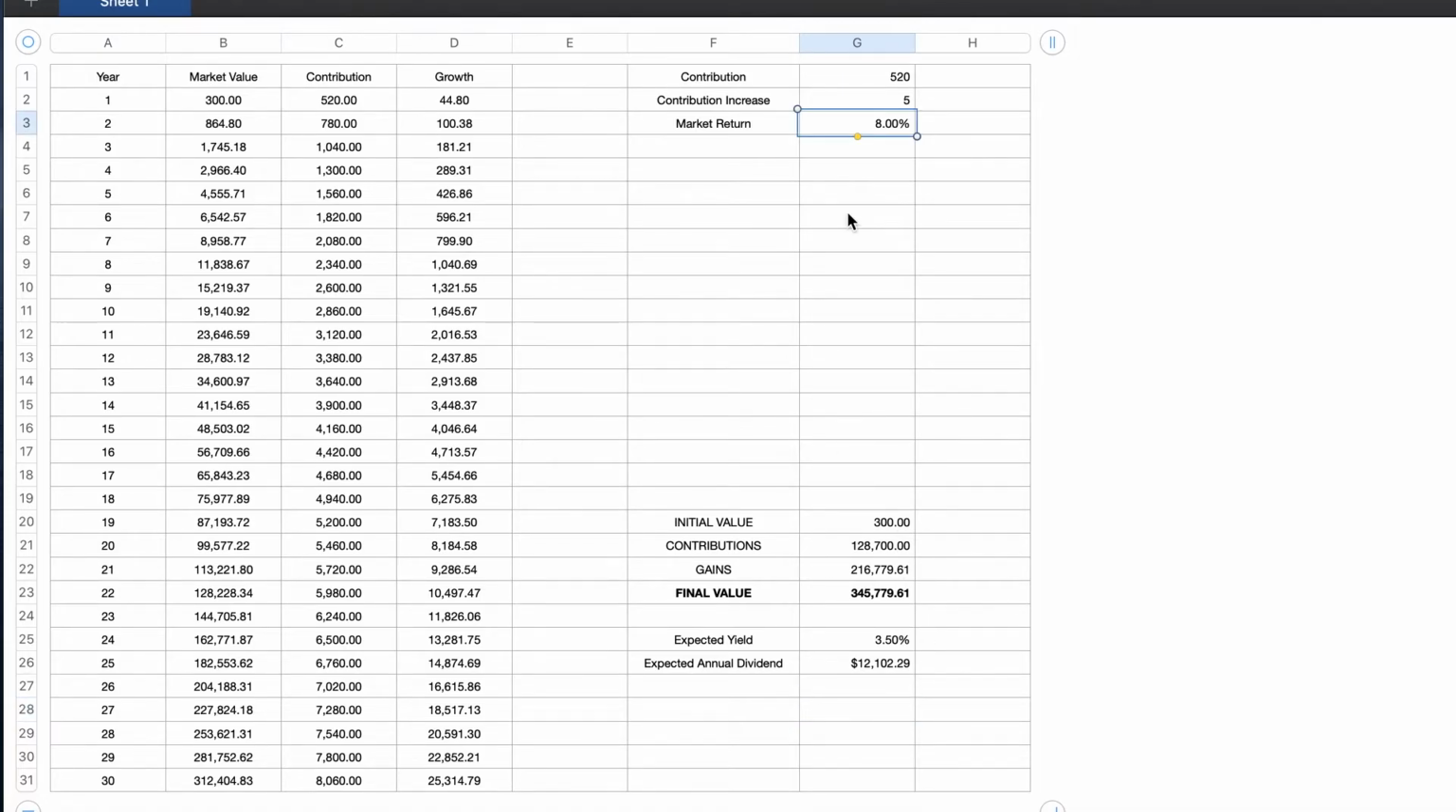Let's assume the market isn't going to return 8% over the next 30 years. Let's say it's going to be worse and give us 7%. See how that affects our forecast. So at a 7% return, we lose about $45,000 and we would finish around $300,000.